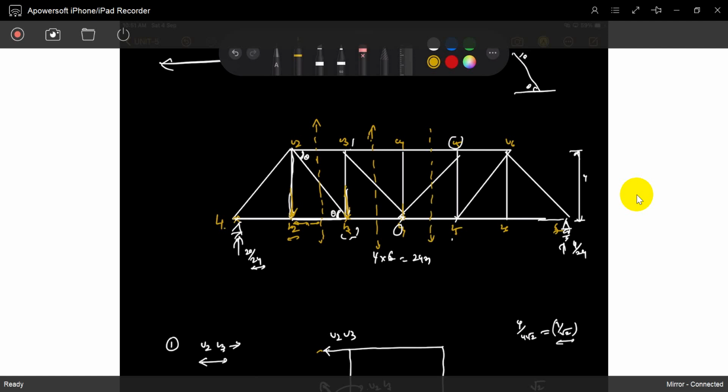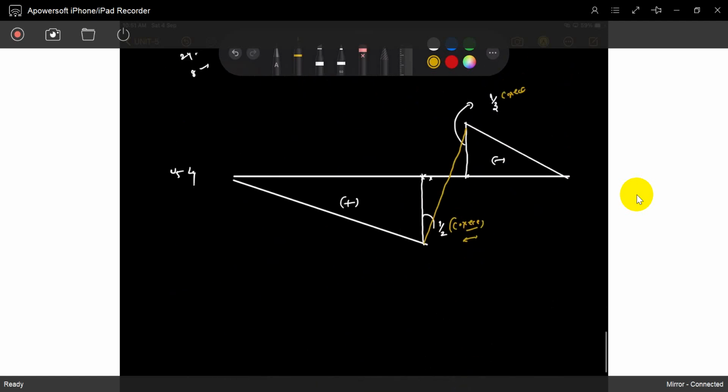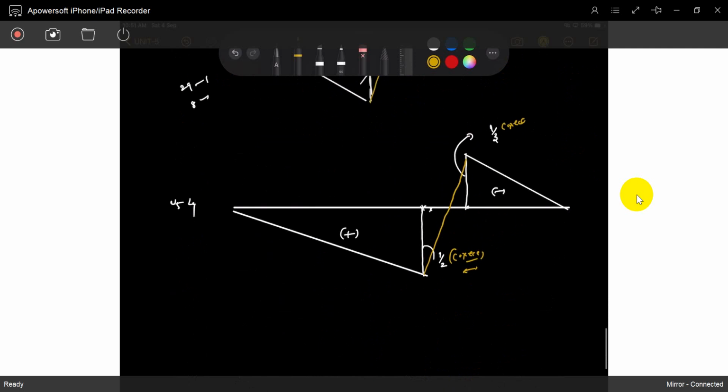We will take care of VB. That's why we write down this VB influence line. Up to L4 we will take care of VB. So after L5 we will take care of VA.